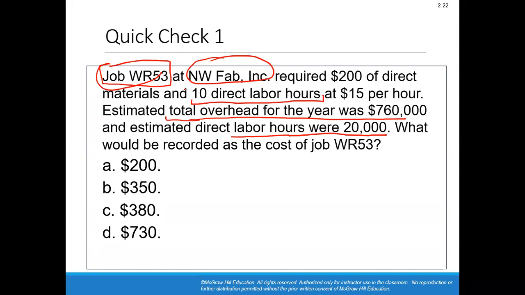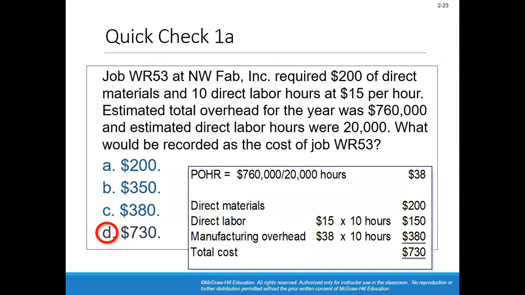Okay. So how can we get the one by one, please? Please respond one by one. So I said the answer will be 730, where the manufacturing overhead will be 380 for this job, and the direct materials will be $200, and the direct labor will be $150. In total, it will be $730.